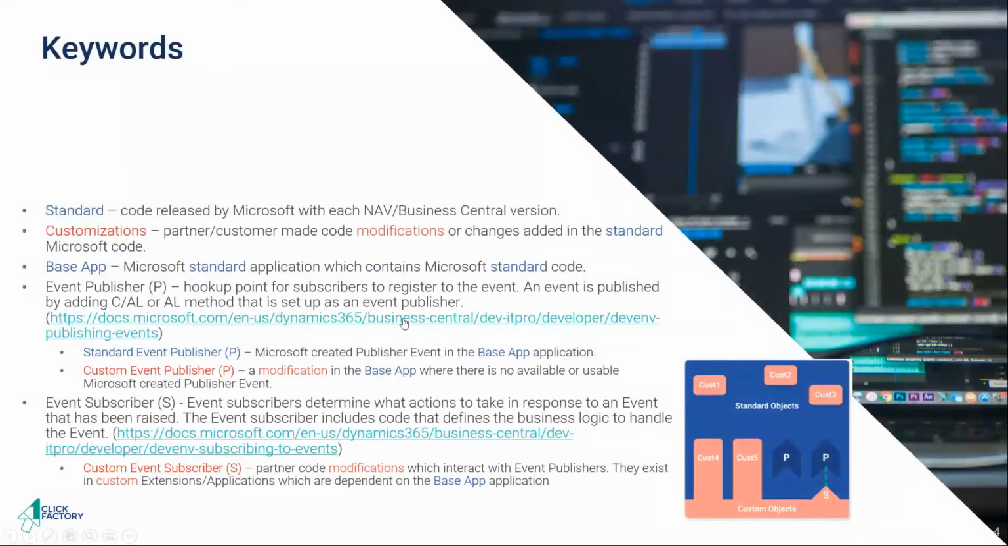Before starting, I will say many keywords, but these are the main ones, so we can understand each other better. Of course, these keywords are used in almost all companies, but just to be sure, I want to go through them. Standard is code released by Microsoft. Everywhere you see blue color or the word standard, it's Microsoft code I'm talking about. Then red are customizations. They are partner or customer made modifications, changes in the standard Microsoft code. And base app is one of the Microsoft standard applications which contains Microsoft standard code.